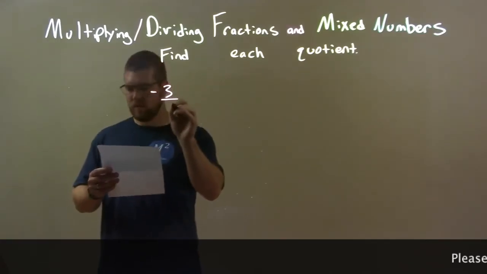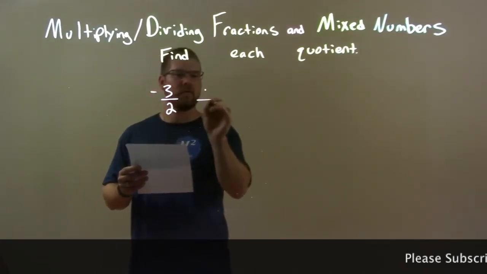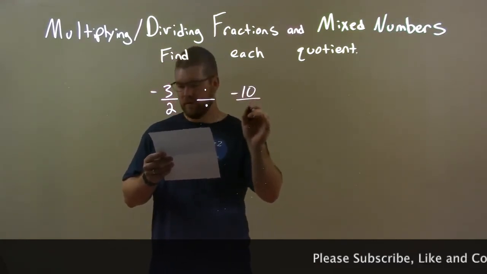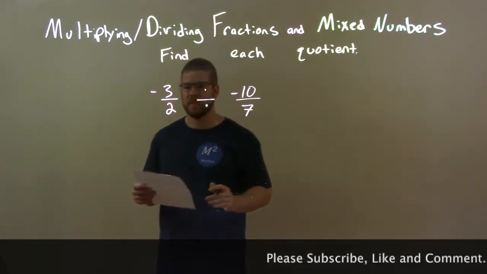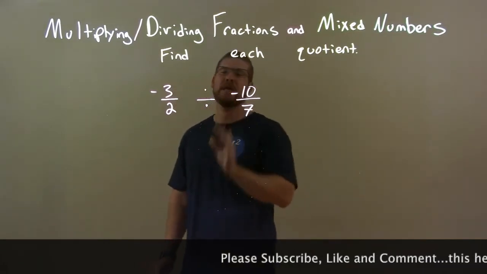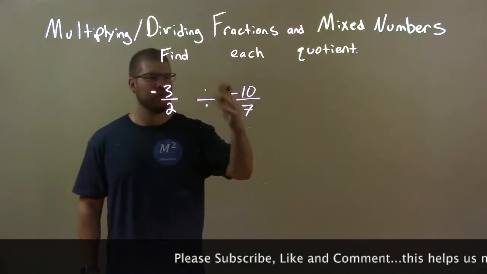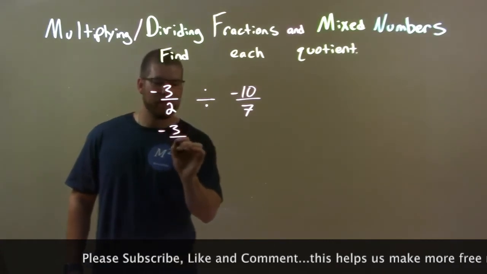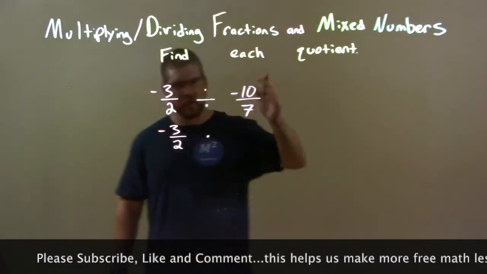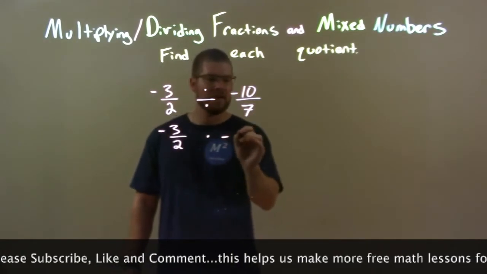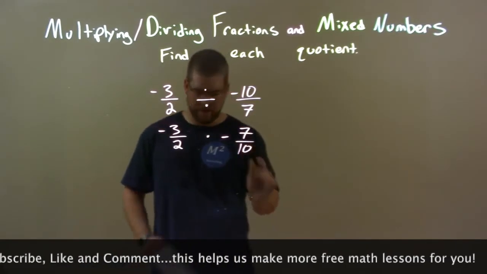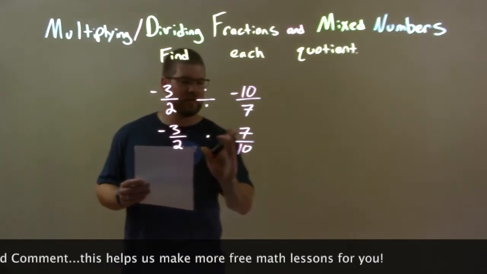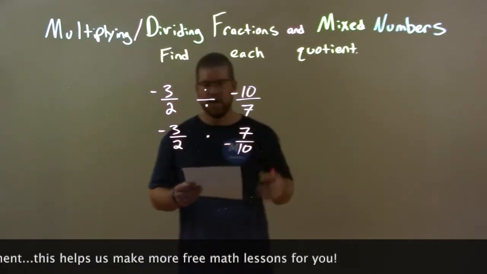Negative 3 over 2 divided by negative 10 over 7. Okay? Well, if you're like me, I don't really like seeing division. I like to convert that to be multiplication. So to do that, negative 3/2 multiply, just flip the second number. We have a negative 7 over 10. Okay? And really technically, what is that? Negatives down here. It really doesn't matter in the end.